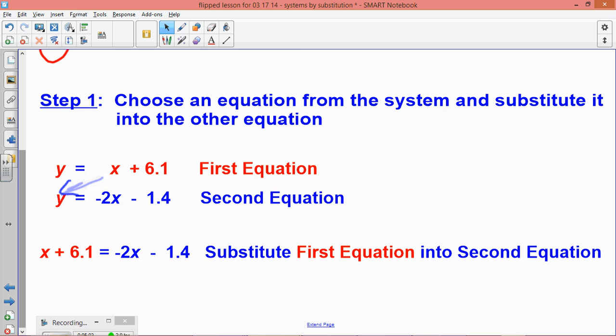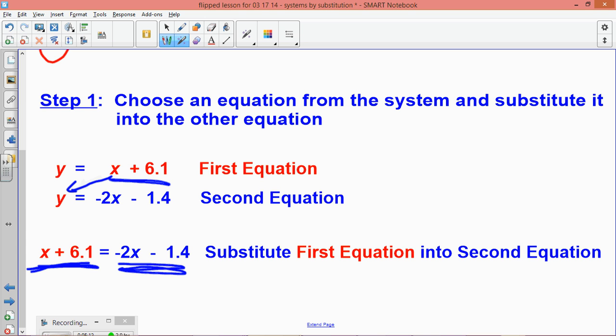What we're going to get is this: x plus 6.1 takes the place of y, and so I have x plus 6.1 equals negative 2x minus 1.4. Notice what happened. These y's are now gone. All I have is one variable. Granted, it's on both sides, but I now have an equation that I can solve by combining like terms.